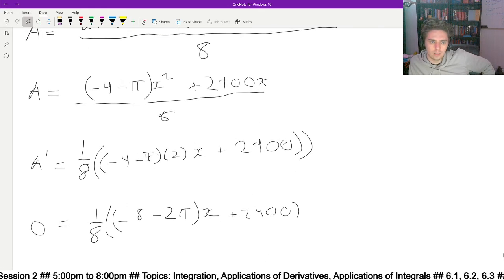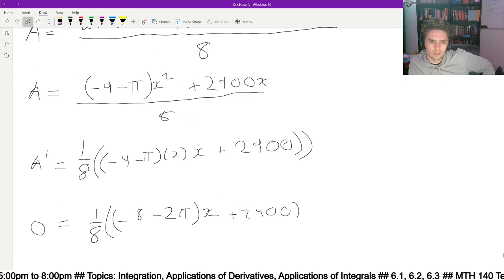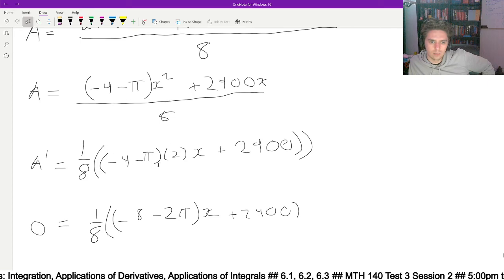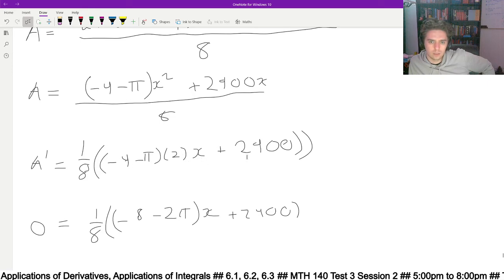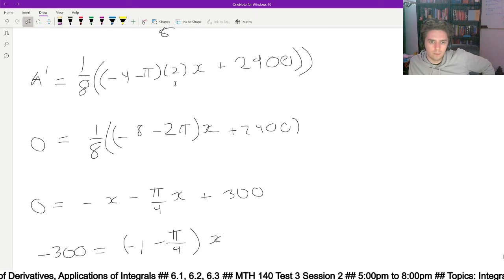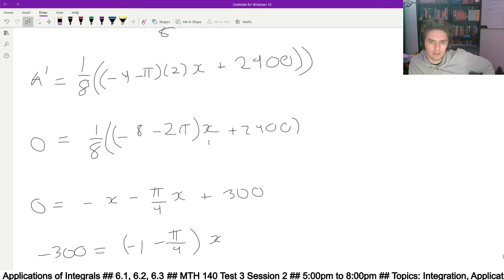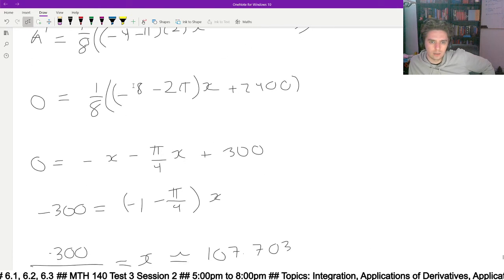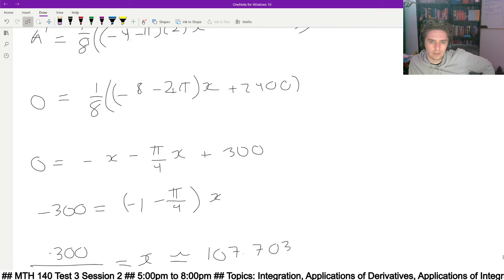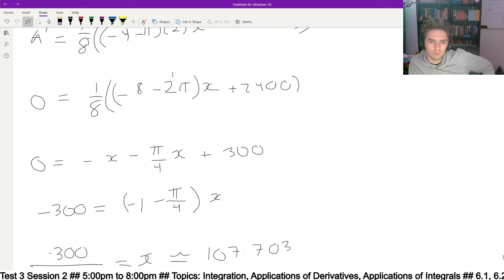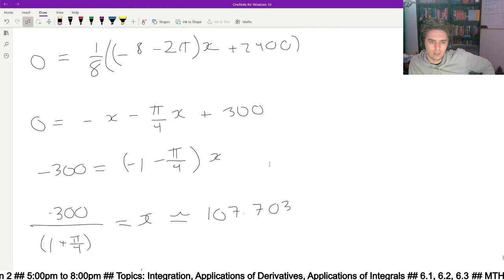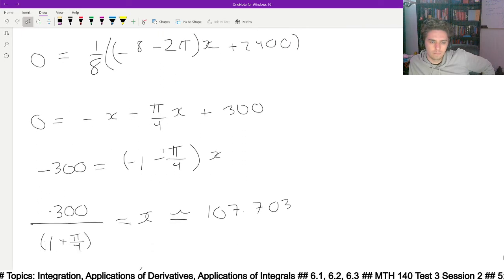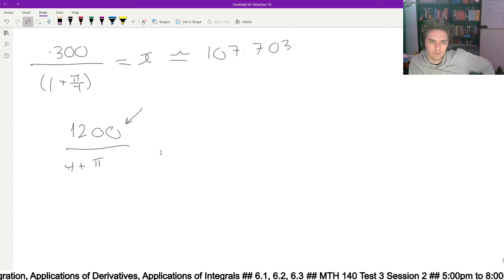Take the derivative, so multiply 1/8. So it's just going to be the multiple times 2x plus 2400. Multiply the 2 in: negative 8 minus 2 pi x, plus 2400 divided by 8, so negative 1x, negative pi over 4 x, 300 over here. So what's the answer? Because I think I got the right answer. Yeah, okay, so I got the right answer.